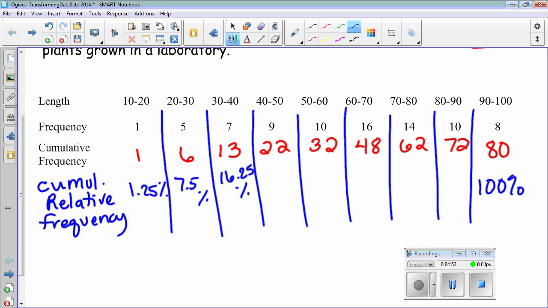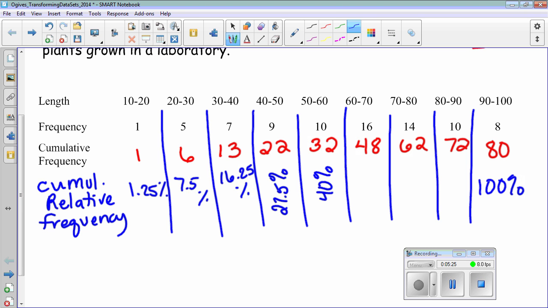Again, the difference between cumulative frequency, those are just the counts. The cumulative relative frequency, we convert them to percents. That's the only difference. And ogives can be displayed both ways. All right, so let's just continue filling this out. 22 divided by 80. I have 27.5%. I'm just going to write it sideways to make life easier. 32 divided by 80. I have 40%.